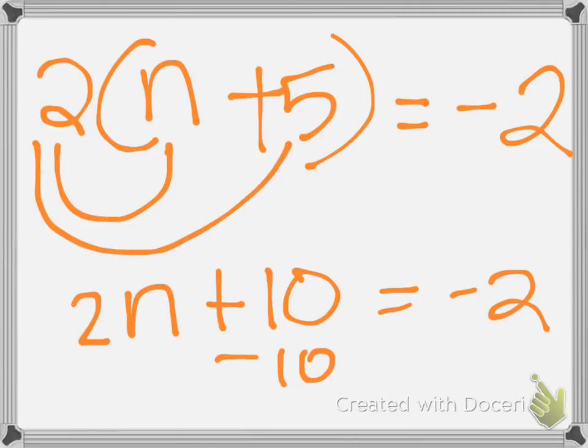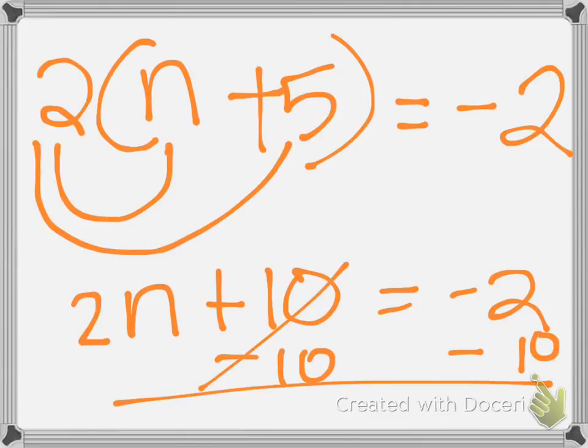And minus 10, both of the 10's cancel out. We're left with 2n equals minus 12. That's an equal sign. And then if we go here, 2n equals minus 12.